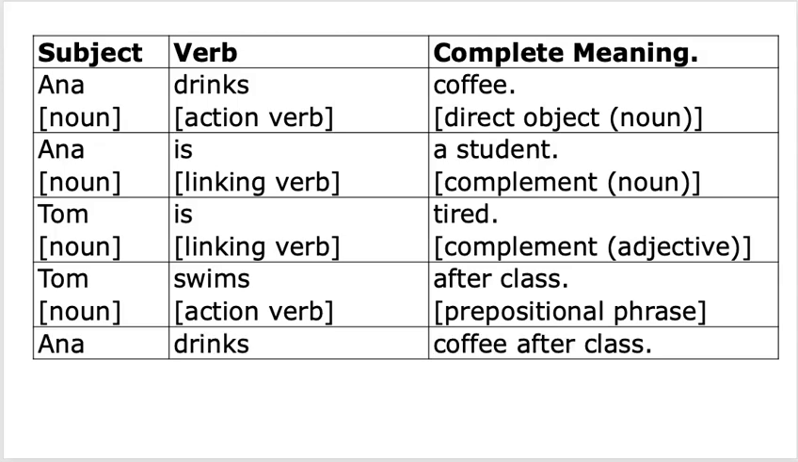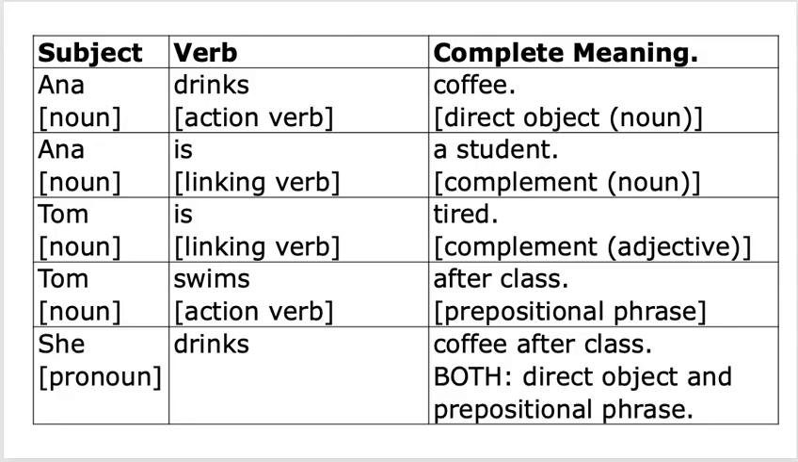Anna drinks coffee after class. I could also change it to she, which is a pronoun. Drinks is an action verb, but notice coffee is a direct object, and we also have after class, which is a prepositional phrase. So even simple sentences can have a lot going on.